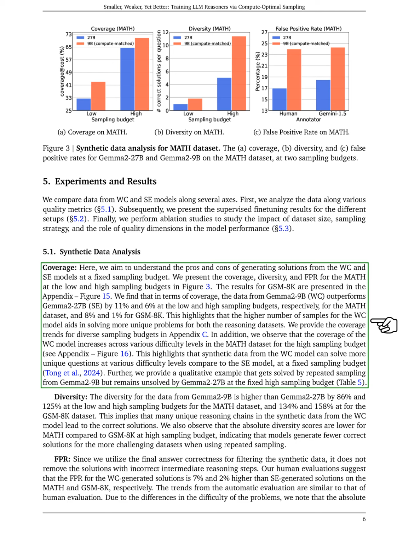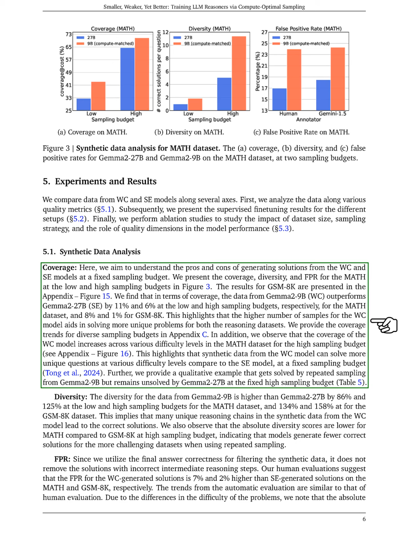Regarding diversity, the data from GEMMA 2 to 9b shows significantly higher diversity than GEMMA 2 to 27b, with increases of 86% and 125% at low and high budgets for math, and 134% and 158% for GSM-8K. This suggests that the WC model generates many unique reasoning paths leading to correct solutions. We also observe that absolute diversity scores are lower for math than for GSM-8K at high budgets, indicating fewer correct solutions for the more challenging dataset.